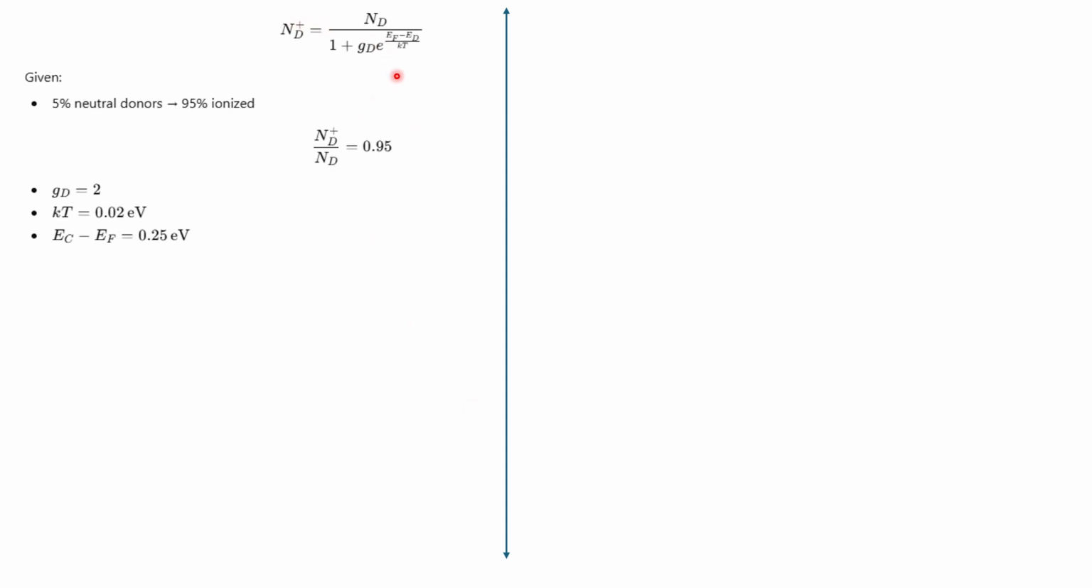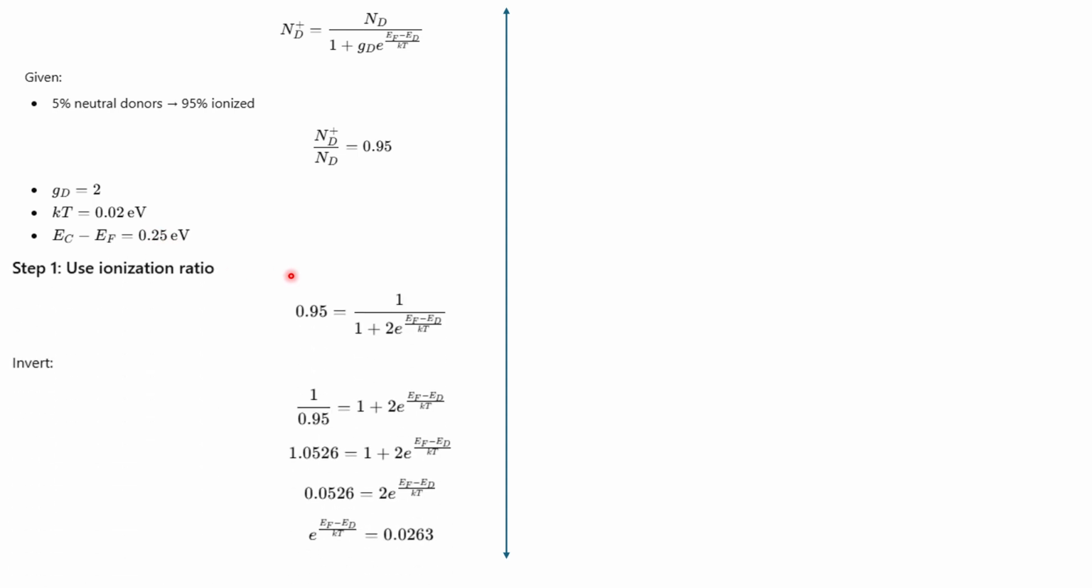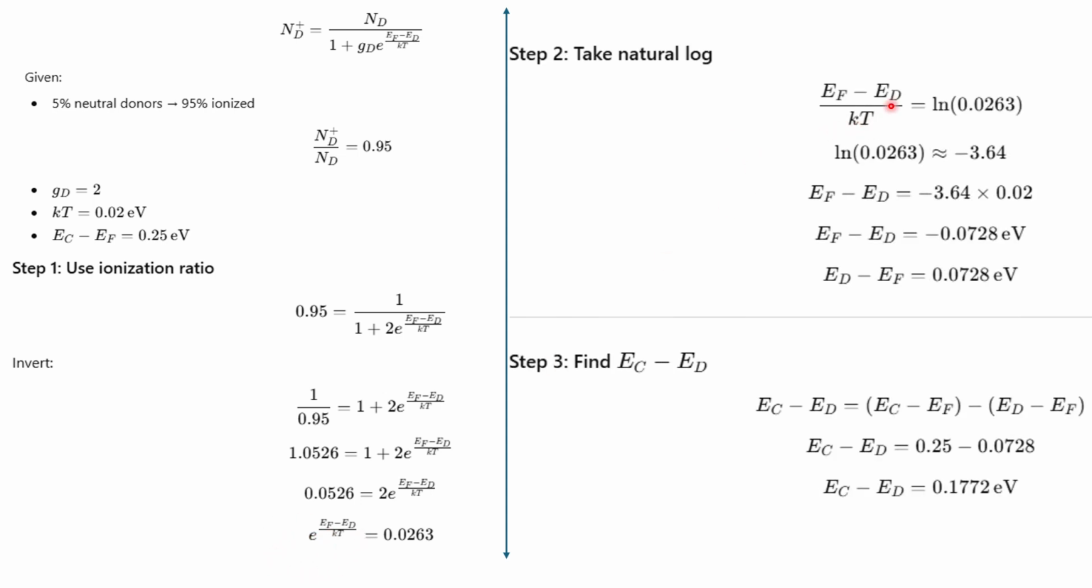So let's see the detailed calculations for this equation. You have to use this equation, where gd, kT and EC minus EF are all given. Just put in these values: Nd+ divided by Nd is 0.95, and 1 plus twice, as already given. Put in the values and you can get the exponential function. Now, in order to remove this exponential, we can use the logarithm. If you take the logarithm, the exponential will go out, and you can get the log values. Further, you can get the difference ED minus EF equal to 0.0728, right?